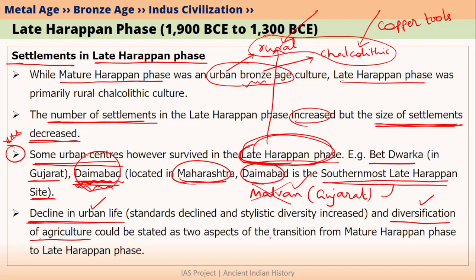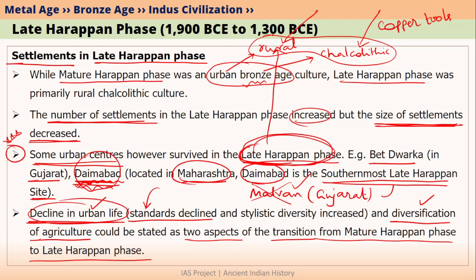Both these things are the two aspects that represent a transition from the mature Harappan phase to the late Harappan phase. When we say decline in urban life, we mean that the standards declined. For example, the grid layout that was common in all Harappan cities was not there anymore. The very impressive drainage system that was there in all Harappan cities was not being used anymore. So in that sense, the standard of urban life decreased.